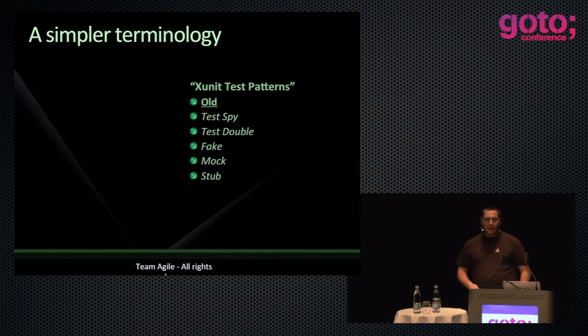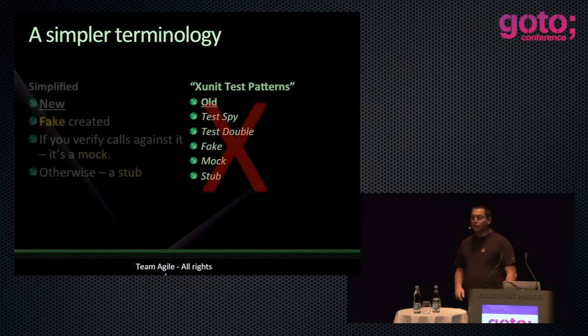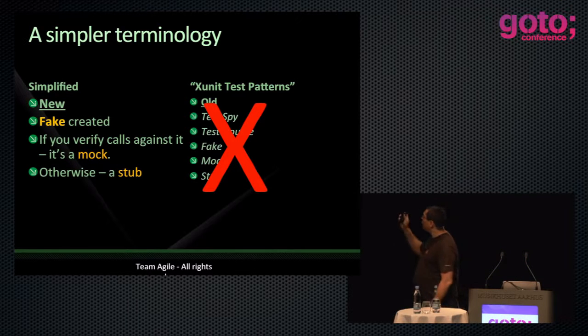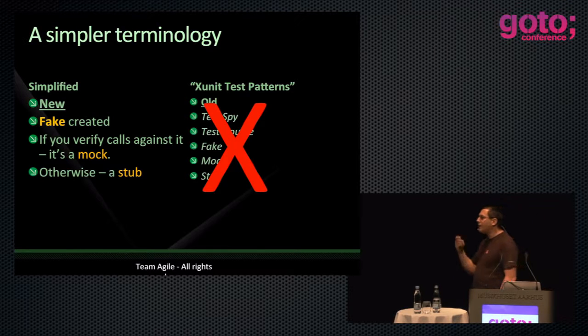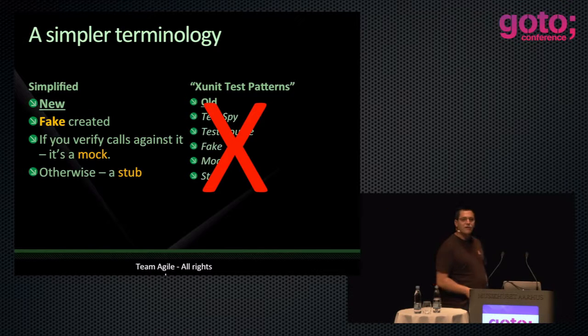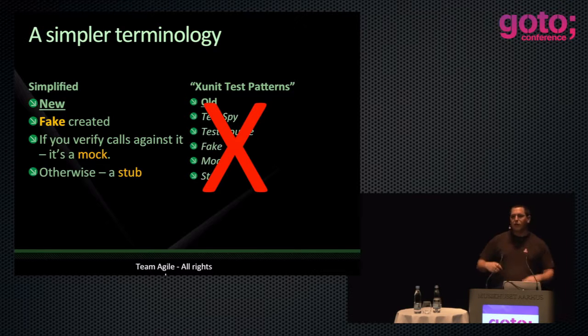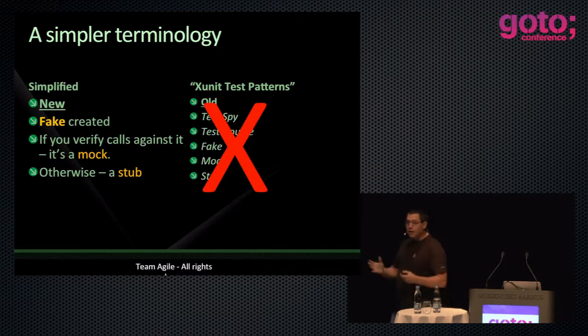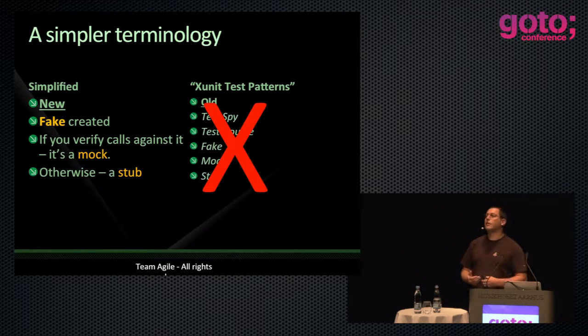What I find is that if I use simpler terminology, I just have three things that I talk about. I have fakes. Fake is everything that looks like something else. And then if I assert against it, then it's a mock. If I don't assert against it, it's a stub. And that's the only differentiation. If you take this coarse-grained differentiation, you can start talking about the difference between mocks and stubs and not call everything a mock. Instead of saying, I'm going to mock this, I'm going to mock that, usually what you mean is, I'm going to stub this, I'm going to stub that.